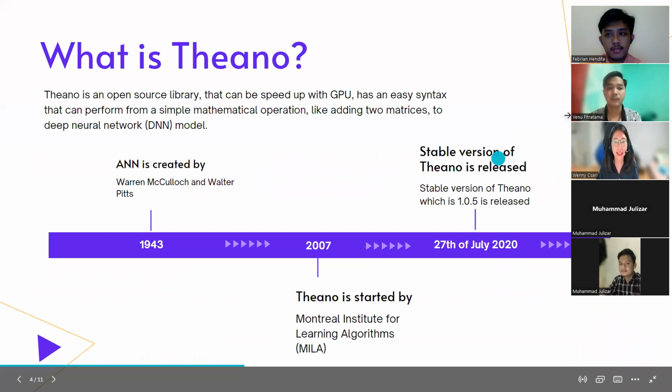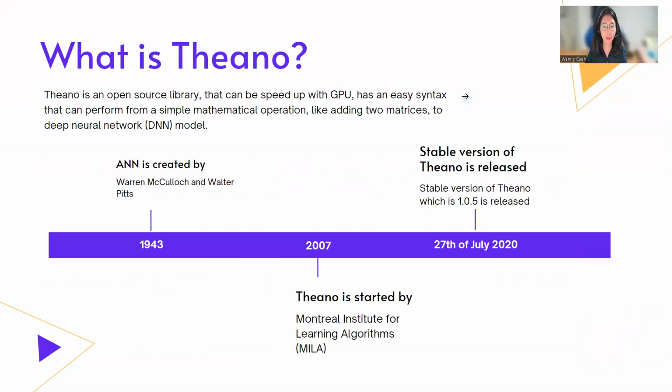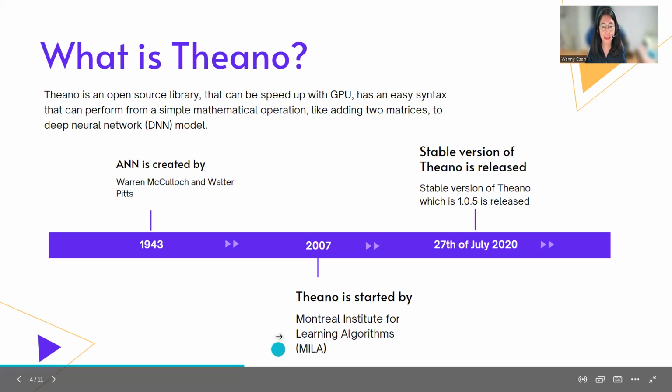What is Theano? Theano is an open source library that can be sped up with GPU, has an easy syntax that can perform from a simple mathematical operation like adding two matrices to deep neural network or DNN model. An overview of Theano history. An ANN was created by Warren McCullough and Walter Pitts in 1943. And in 2007, Theano was started by Montreal Institute for Learning Algorithms. On 27th of July 2020, stable version of Theano 1.0.5 was released.